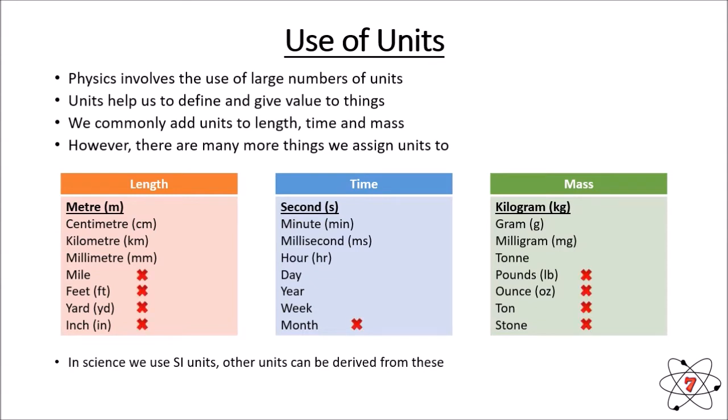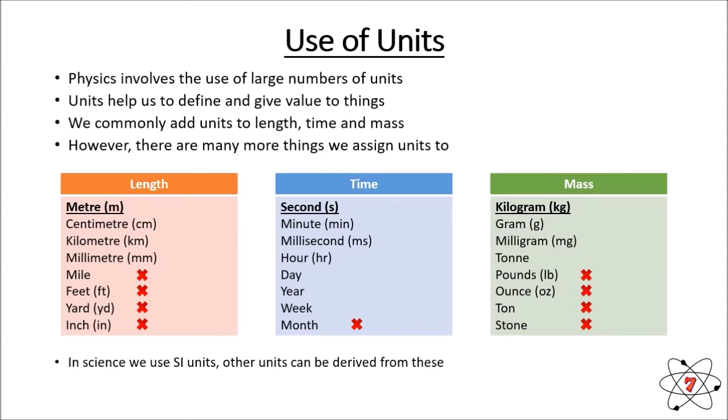So, centimeters come from meters. 1 centimeter is 1/100th of a meter. A kilometer comes from meters. 1 kilometer is 1,000 meters. A millimeter comes from meters. 1 millimeter is 1,000th of a meter.